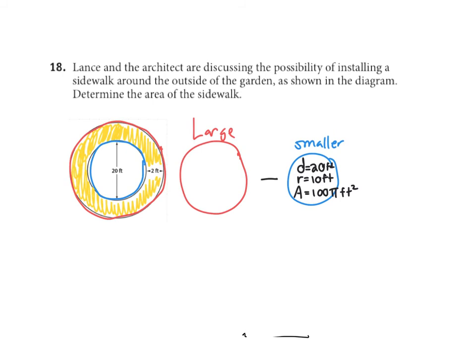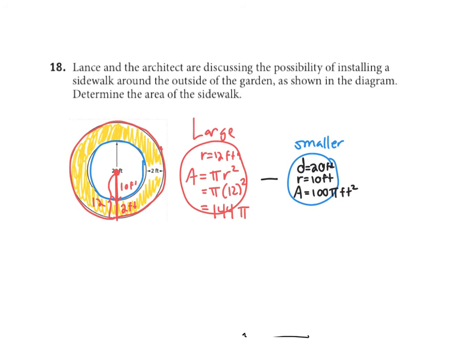The larger circle is going to have a radius. If you go from the center and you go out to the edge here, this is 10 feet, remember? But now I'm going to go an additional 2 feet. So that means that the radius of the larger circle is 12 feet. Now, if I want to find the area of the larger circle, area is pi times radius squared. If the radius is 12, that's going to be pi times 12 squared. 12 squared is 144, so that's 144 pi.